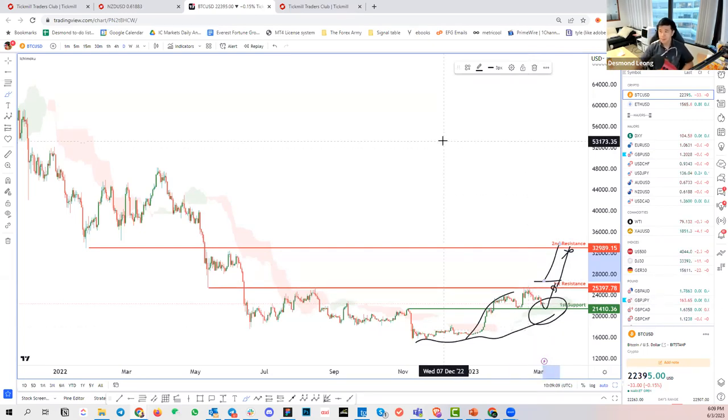Okay, guys. Now, does anyone else have any other instruments you want me to look at? Right now is the time to share it. I'll try my best to take a look.